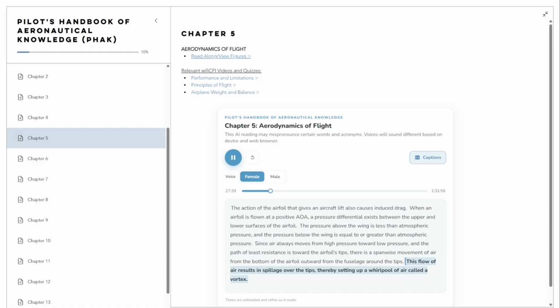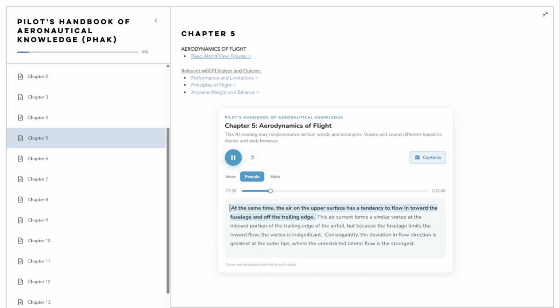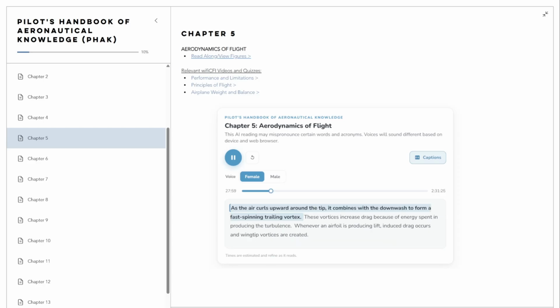vortex. At the same time, the air on the upper surface has a tendency to flow in toward the fuselage and off the trailing edge. This air current forms a similar vortex at the inboard portion of the trailing edge of the airfoil, but because the fuselage limits the inward flow, the vortex is insignificant. Consequently, the deviation in flow direction is greatest at the outer tips, where the unrestricted lateral flow is the strongest. As the air curls upward around the tip, it combines with the downwash to form a fast-spinning trailing vortex. These vortices increase drag because of energy spent in producing the turbulence.